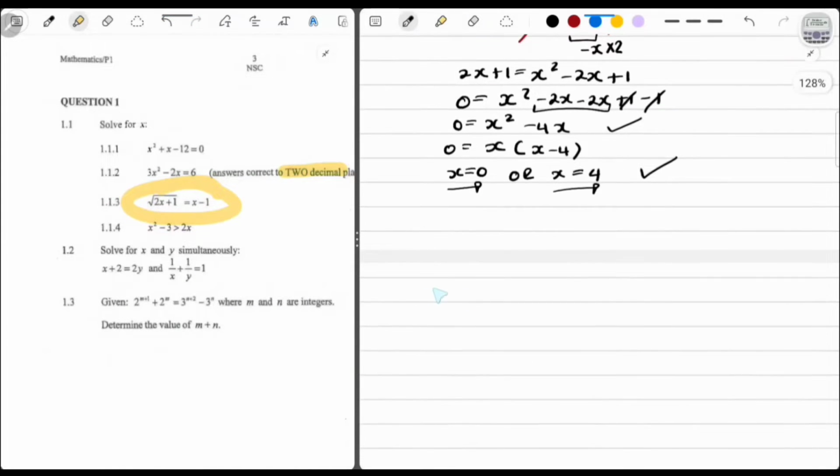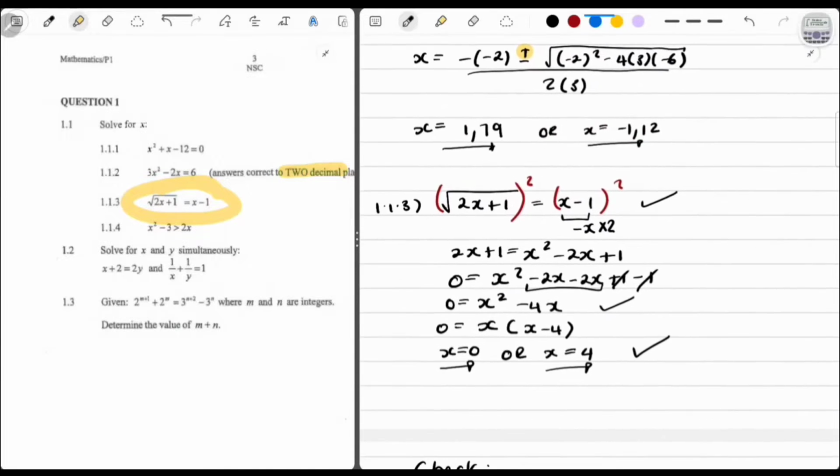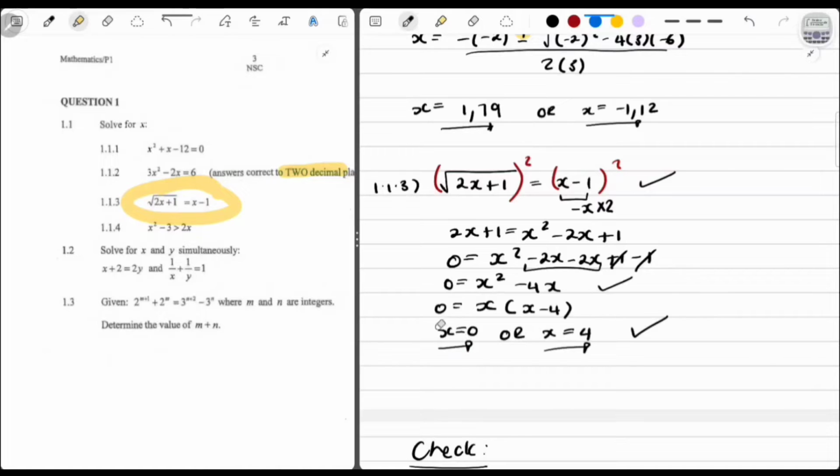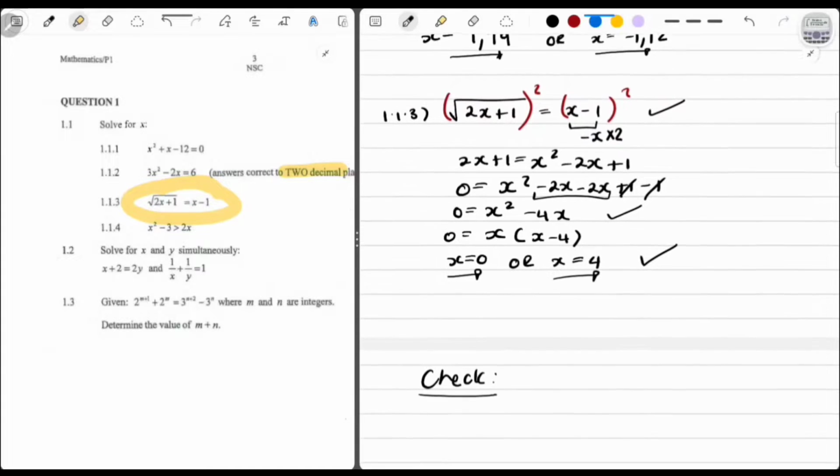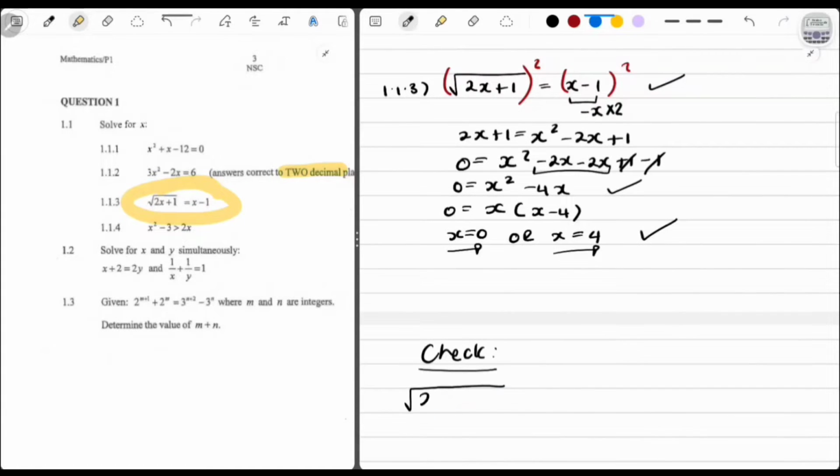Okay, so I'm just going to check whether the answers are right. So check for our solutions. Let's just see. Our first solution is x is equal to 0. We are just going to put it back into the original equation. Of course, that one before it was squared. So that is the square root of 2.